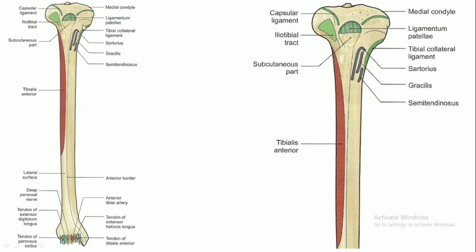So this is the upper end. Here in this slide you can see this is the medial condyle. So in the upper border there is attachment of the capsular ligament, anteriorly. Here you can see the capsular ligament.